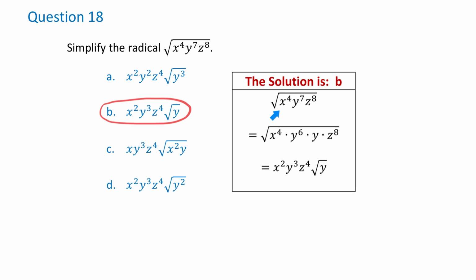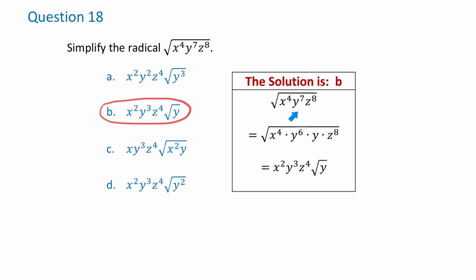In this expression, the square root of x to the 4th power equals x squared because x squared raised to the 2nd power is x to the 4th power. Also, the square root of z to the 8th power equals z to the 4th power because z to the 4th power raised to the 2nd power will be z to the 8th power.